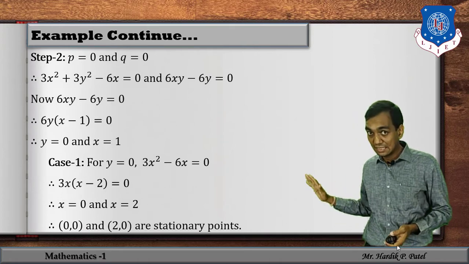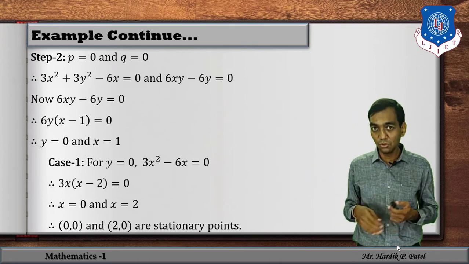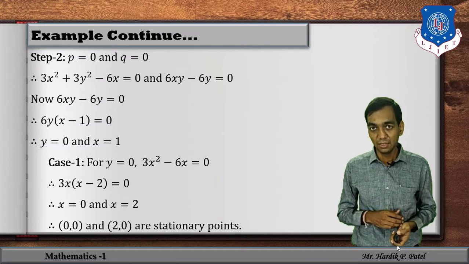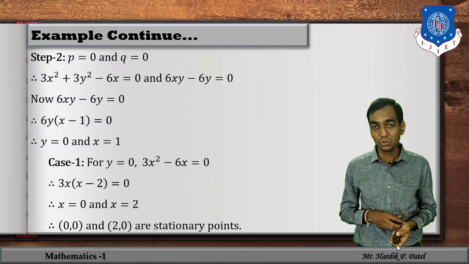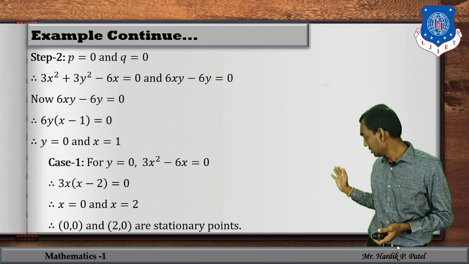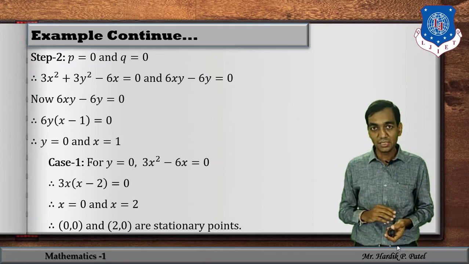So this is the condition we have. We still don't get the point; we have to find out the point. So what we are going to do is use this condition in P. P is equal to 0.